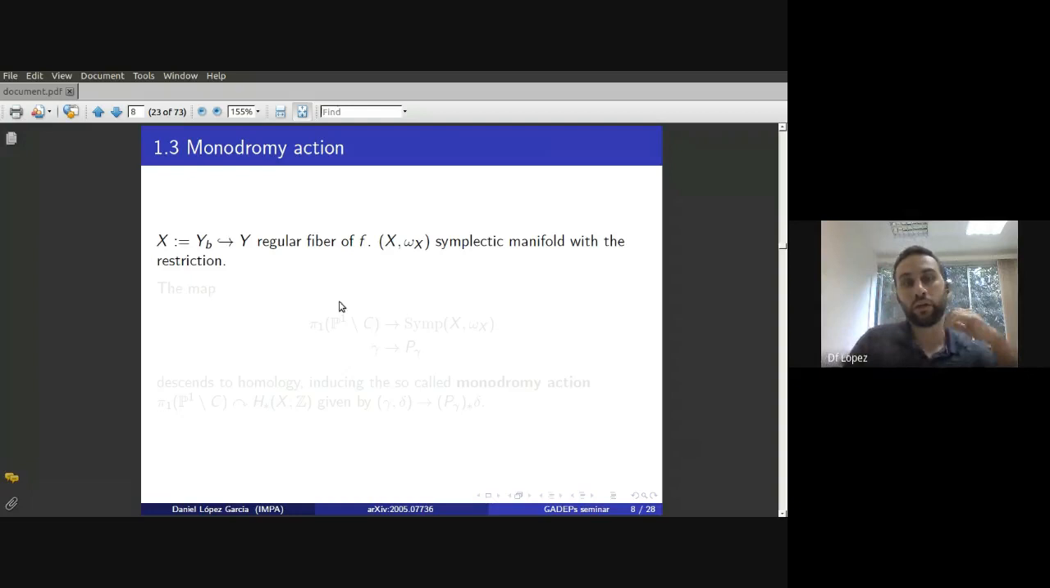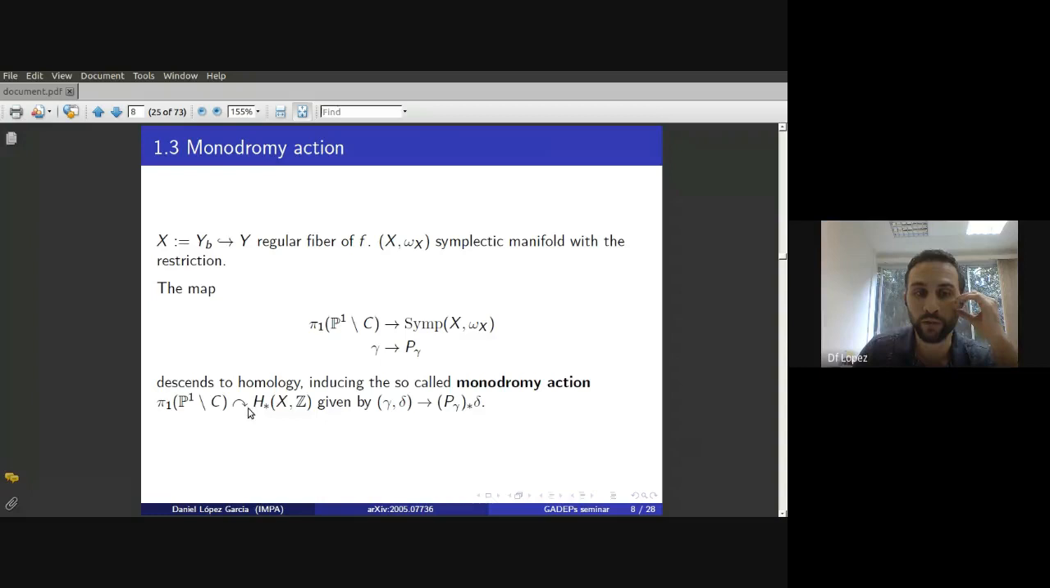So we denote by X any regular fiber, and we denote by (X, omega) the symplectic manifold with the restriction of the form. And we have this map from the fundamental group of P1 minus the critical values into the symplectomorphisms of the fiber. We just take a gamma and we give the previous map. And this map descends to homology, inducing the monodromy action. This is an action of the fundamental group of P1 minus the critical values on the homology groups, given by: we take a loop gamma and a cycle delta, and we consider the push forward by P gamma applied to the cycle delta. And this action again is by symplectomorphism.